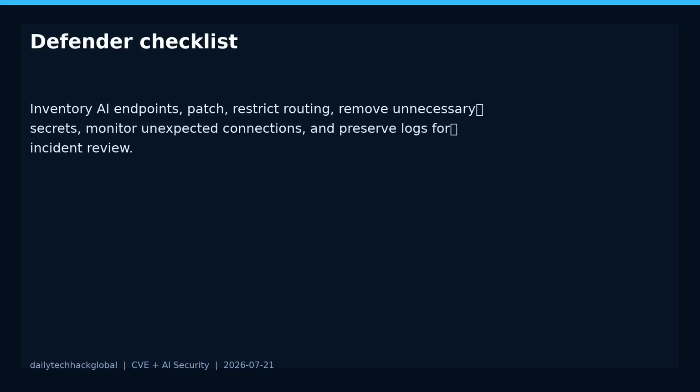The broader pattern is the same across these CVEs. AI infrastructure often starts as a trusted local experiment, then quietly becomes production infrastructure. Treat schedulers, Gradio demos, RPC endpoints, vector stores, and databases as security boundaries. Inventory them, patch them, restrict the network path, remove unnecessary secrets, and preserve enough logs to answer who connected, what changed, and when.